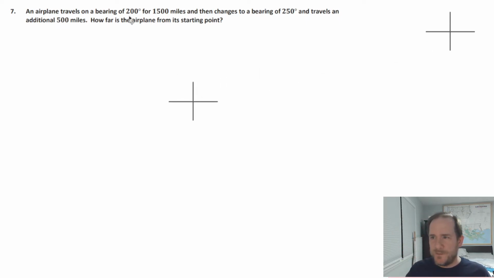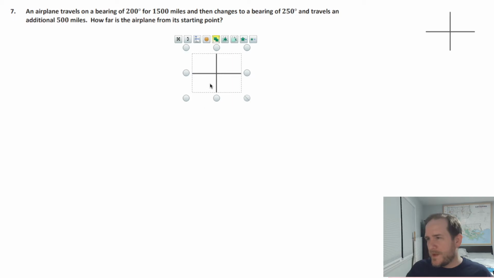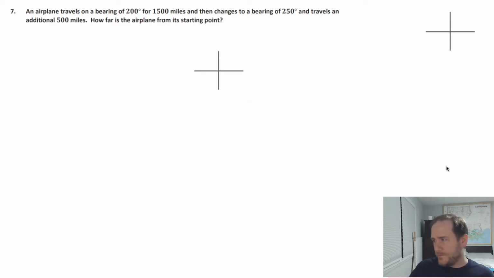It says we're traveling on a bearing of 200. So 200 would be 180 and then 20 more. 20 is a popular angle. All right, so that's going to be southwest-ish. So that means I could probably put my guy over here to the right a bit, knowing that my plane's going to travel to the left a bit. I've got plenty of room.